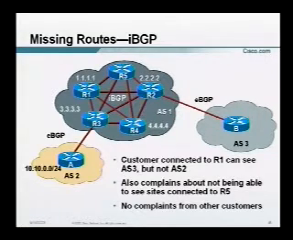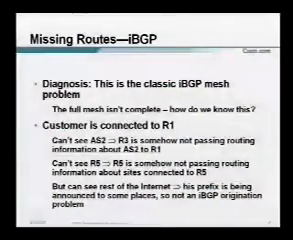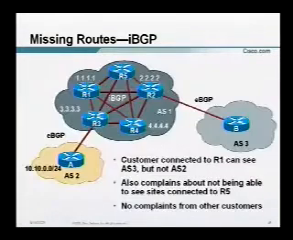This is like 90% of the time an iBGP problem, certainly in my own experience. Okay? The full mesh isn't complete. That's the problem. If you look at it, customer's connected to R1. If you can't see AS2, well, AS2 is connected to router 3. Well, that means router 3 is somehow not passing routing information about AS2 to router 1. So think about it. The customer connected to router 1, he can't see AS2, so he's got no routing information that gets him through to AS2. He has no idea how to get to network 10.10/24.